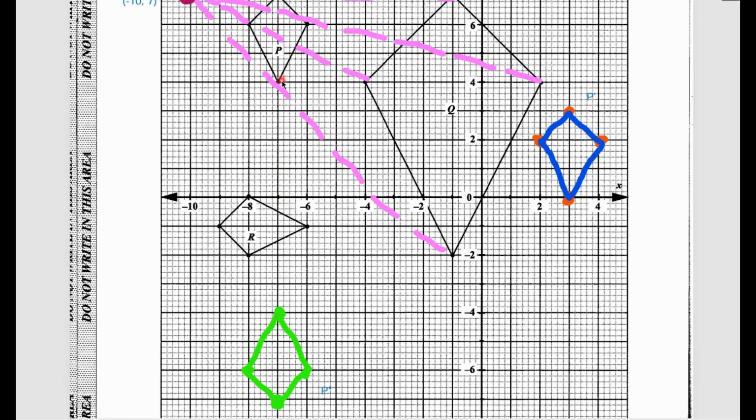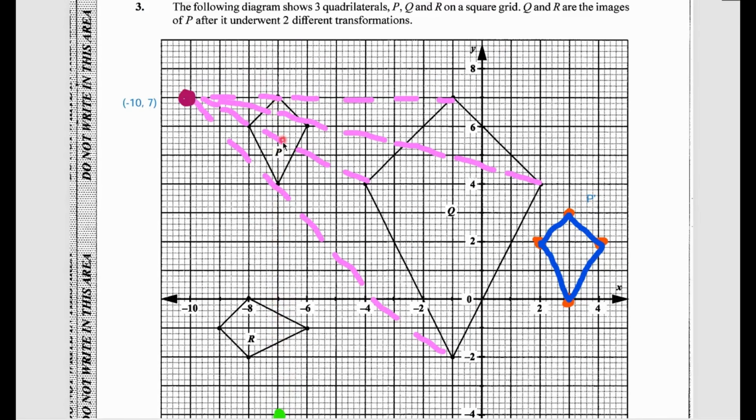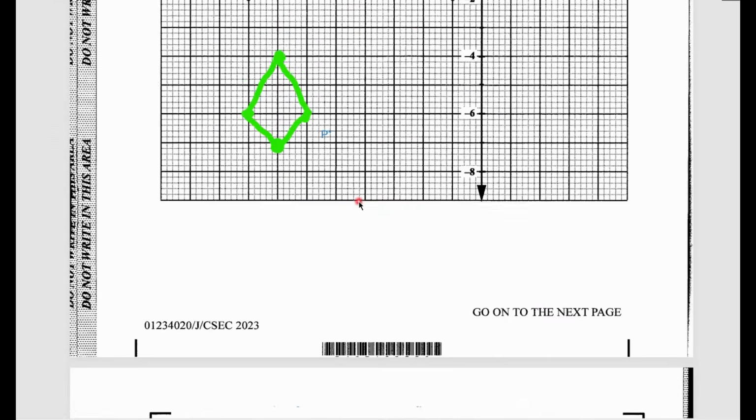So you see how this bottom point is what? 4 blocks from the x-axis. So it's just 4 blocks below. 1, 2, 3, 4. You have this point. And we all know this point is what? 3 blocks from here. So you just have 3 blocks down, and you could connect the rest, because these points are just 1 square on either side, and we could connect to get P double prime. Quick and easy.